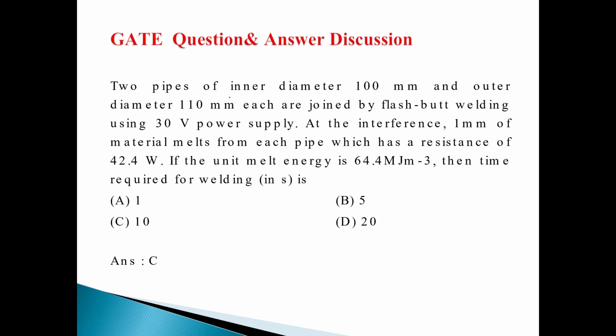So here the inner diameter and outer diameter are given, and it is a flash butt welding process, and the power supply is given, and 1 mm of material melts from each side. So each side 1 mm, totally 2 mm, that we have to keep in mind. Then the resistance and energy are also given in the question. Now let's see how to solve this question.